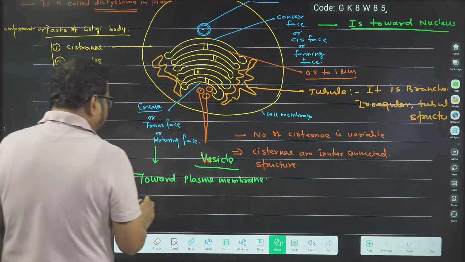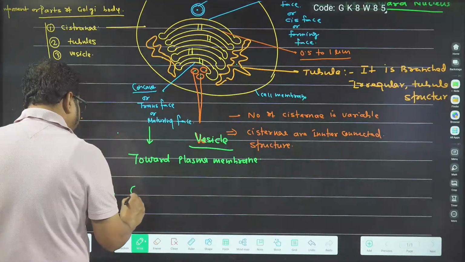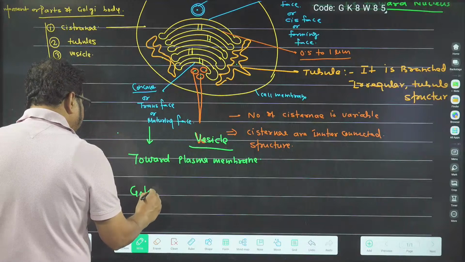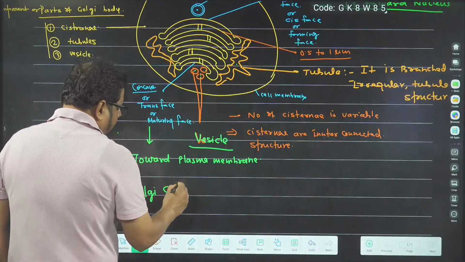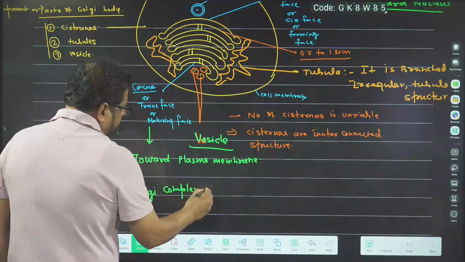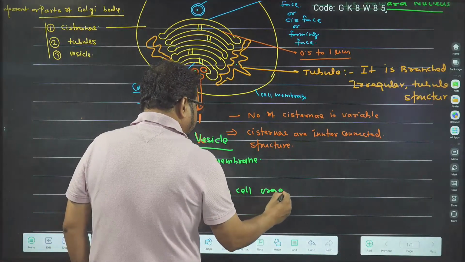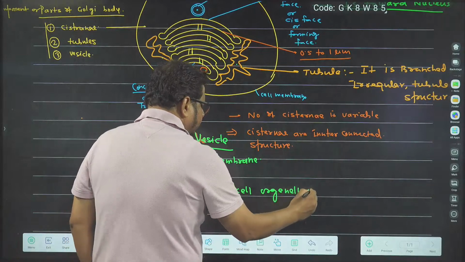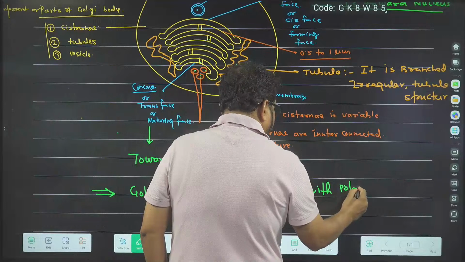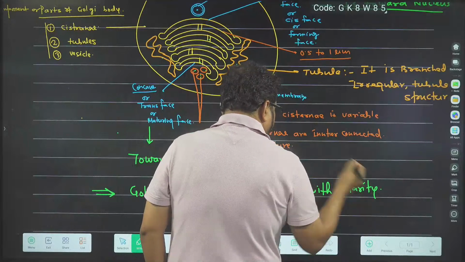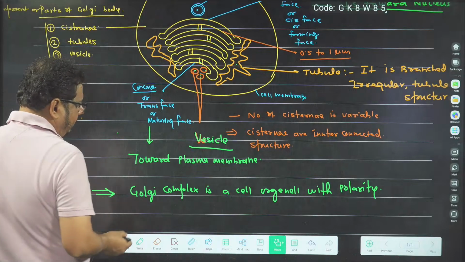Got the idea? So Golgi complex is a cell organelle with polarity. Two poles are there, cis and trans, convex and concave. Golgi complex is a cell organelle with polarity. Got the idea?